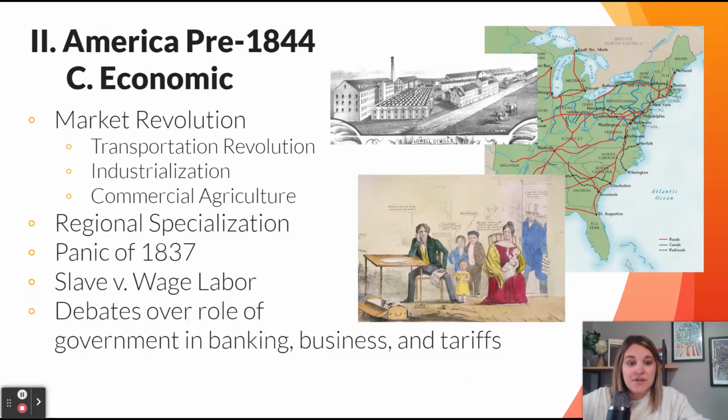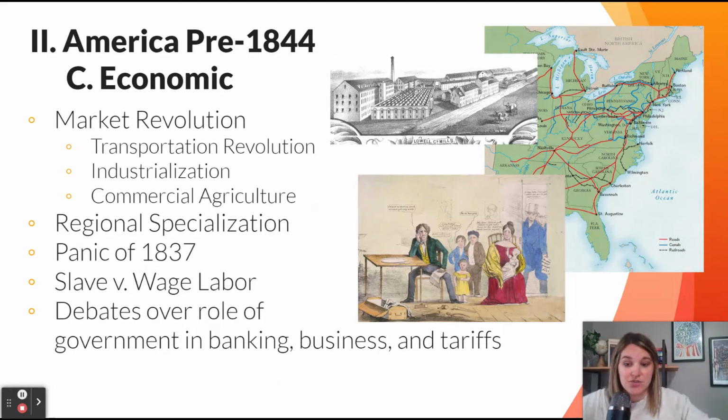Now, economically, there are some pretty significant things happening before 1844. The market revolution is probably the biggest one you want to be familiar with. This is going to lead to massive transportation developments, the increase in industrialization, and commercial agriculture. And so our regions are going to become more specialized. They're going to become more different, but then they're going to become more dependent on each other. Our Northeast is going to be manufacturing goods, our Midwest, Western area is going to be producing food crops, and our South is going to be producing cotton.